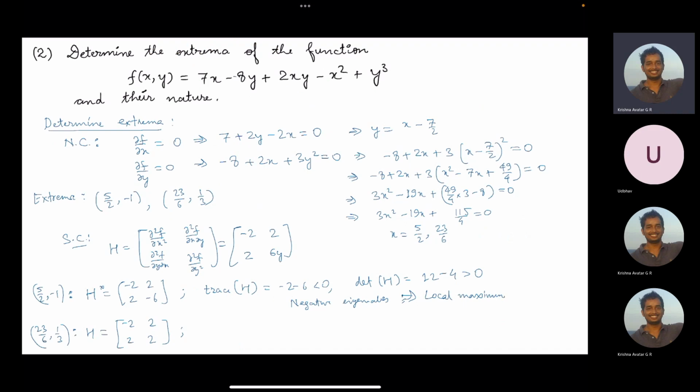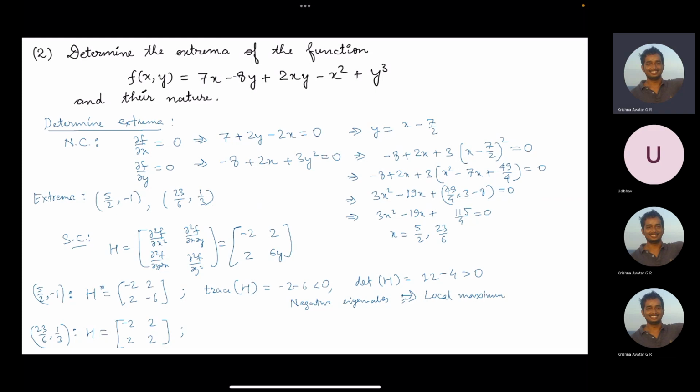The problem states: determine the extrema of the function f of x, y equal to 7x minus 8y plus 2xy minus x squared plus y cubed, and their nature. So the question asks us to find the extremum points first, and determine whether the points are a local minimum or a local maximum. So let's first determine the extrema.